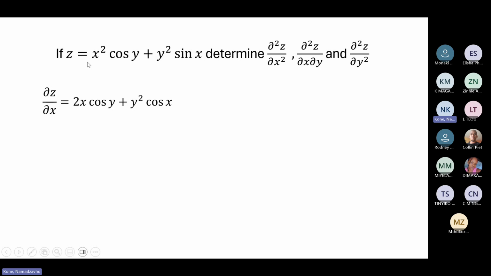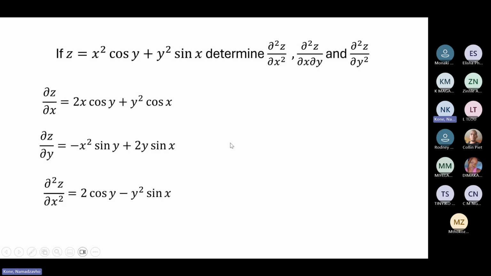As I have said, when we do a partial derivative with respect to x, we consider y as a constant. So we just look at y as any number. Which means for the first term, the derivative of x squared is 2x. Cos y is a number, we just write it as it is. Y squared is a number, we just write it as it is. Then the derivative of sine x is cos x. That is the first partial derivative with respect to x.